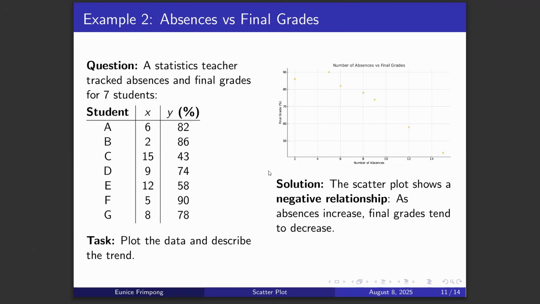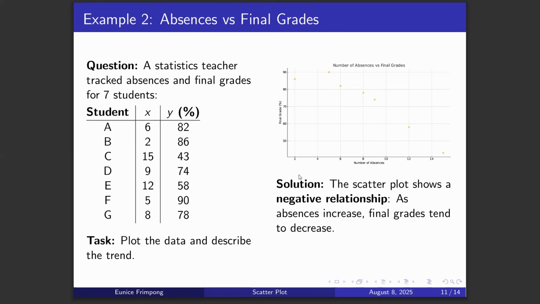Next example, a statistics teacher tracked absences and final grades for 7 students. So we have students A to G. These students attended class these number of times. Student A came to class 6 times. Student B came to class 2 times, all the way till student G, he came to class 8 times. And these are their final grades in percentages. Plot the data and describe the trend.